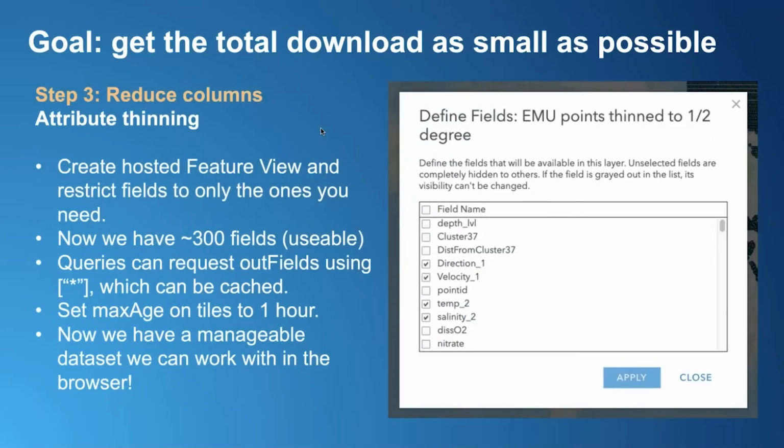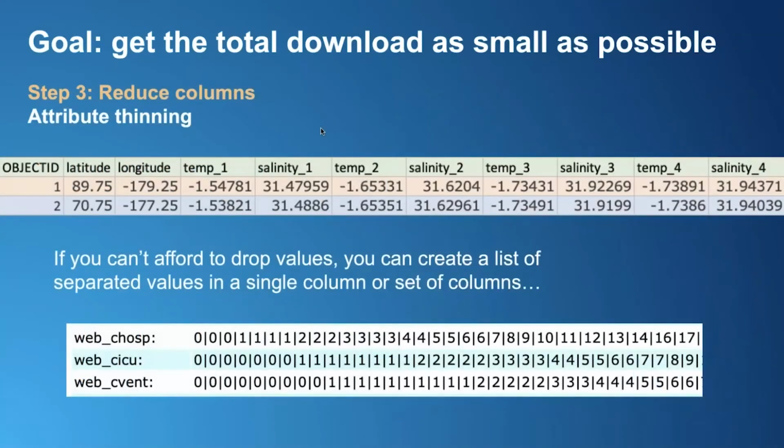So I created a hosted feature layer view and selected only the attributes that we deemed interesting to look at for this particular app. So temperature and salinity, and we also wanted to look at direction and velocity. I didn't know what this would look like. I didn't think it would look as cool as it does initially, but you can definitely see the benefit of just selecting the number of attributes that you need. So I went from 960 fields all the way down to about 317 or so. And the reason why the number of fields matters is because we want to bring all that data down at once. And I'll touch on that point in the next slide.